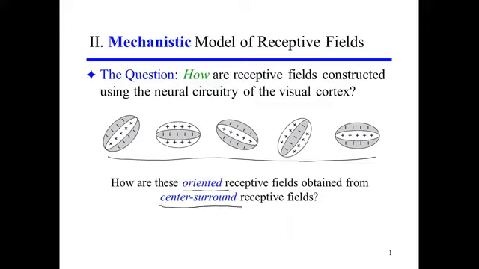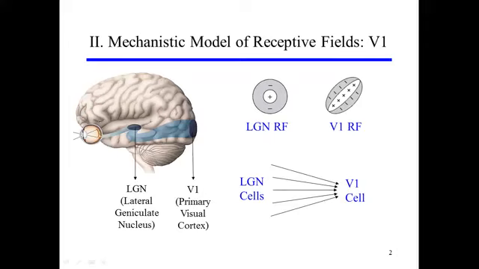In other words, what we wanted was a mechanistic model of how receptive fields are constructed using the neural circuitry of the visual cortex. So in order to answer this question, we need to look at the neuroanatomy of the visual system. Here's what happens to the visual information after it's processed by the retina. It flows through the optic nerve to this nucleus called the lateral geniculate nucleus, and from there it flows to the primary visual cortex, or V1.